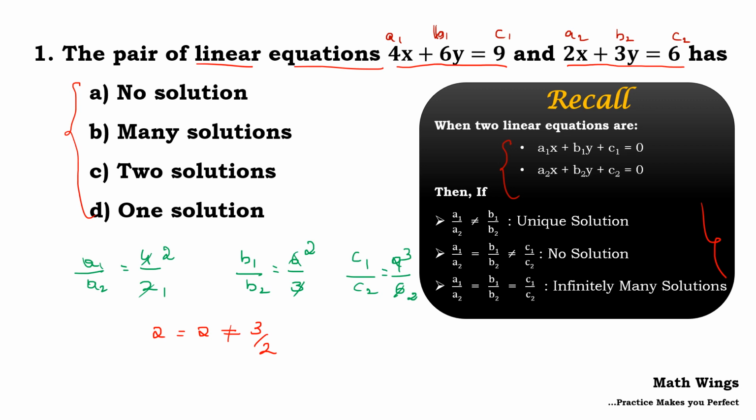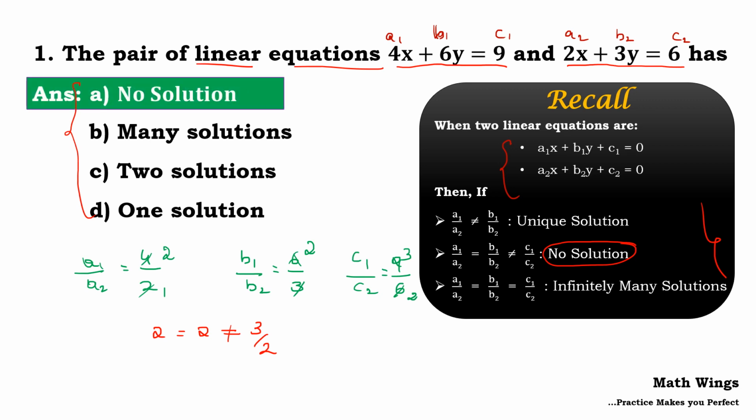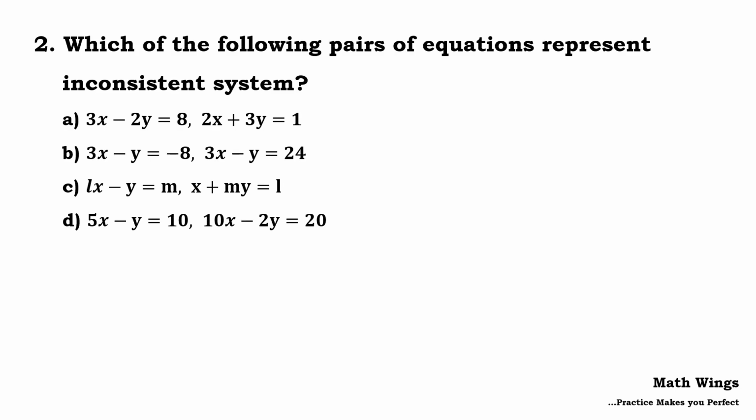So when we compare this with the given conditions, we'll get that it matches with no solution. When we have the ratios a1 by a2 equal to b1 by b2, but not equal to the ratio of the constants, we have no solution for the given equations. Therefore, the correct answer here is option A, no solutions. Let us move on to the next problem. Here is the second question.